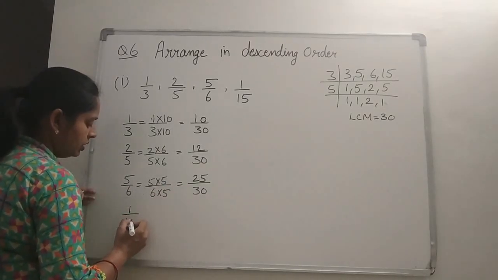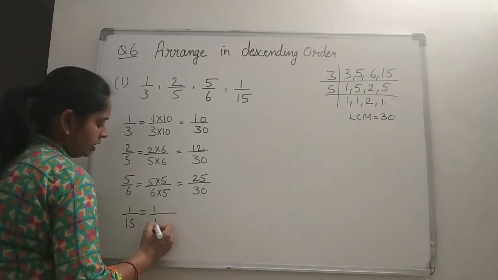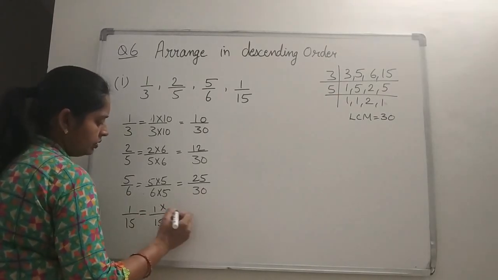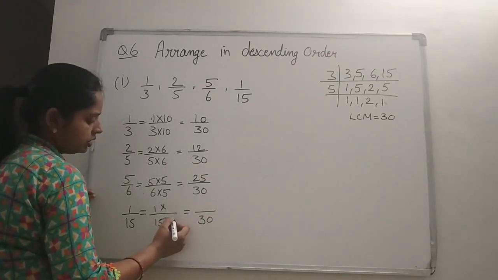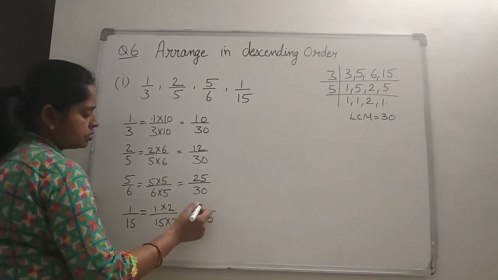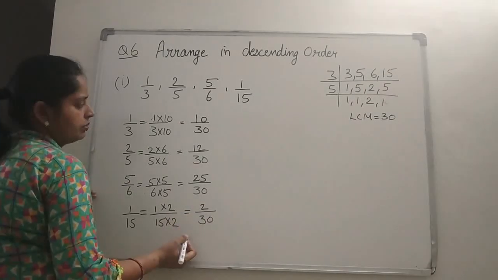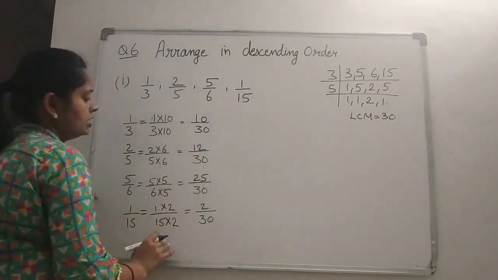1 upon 15 is equal to 1 upon 15 multiplied by which number, so that we are having the denominator as 30? 15 times 2 is 30. So 2 only we have to multiply in the numerator. So 2 upon 30. Fine.